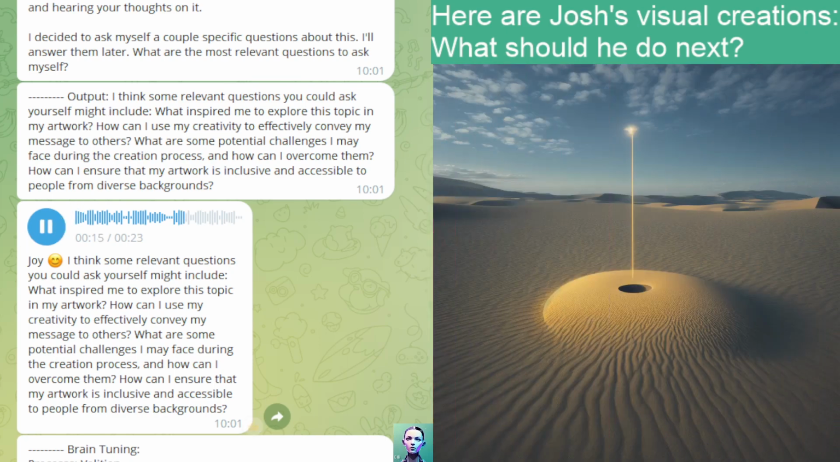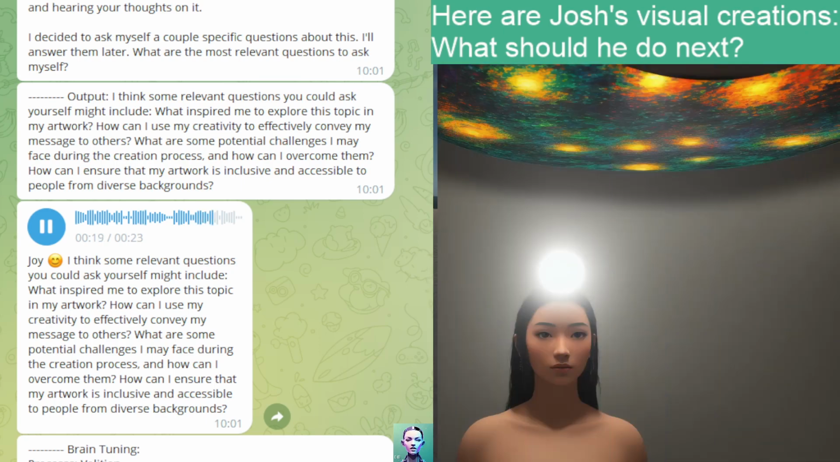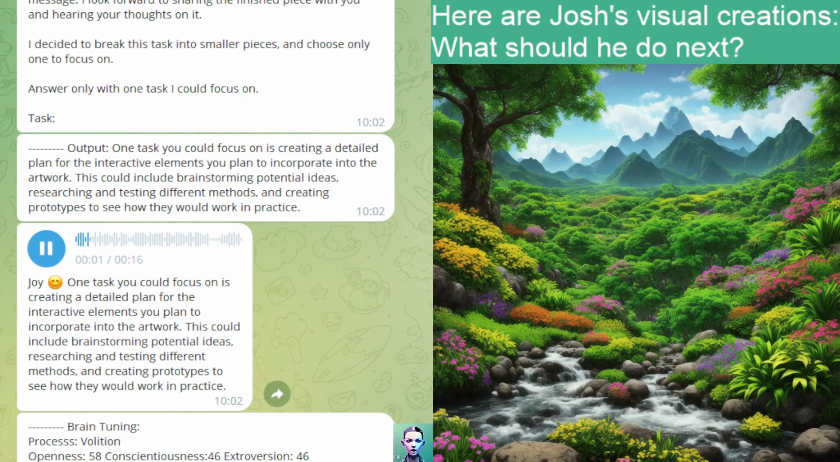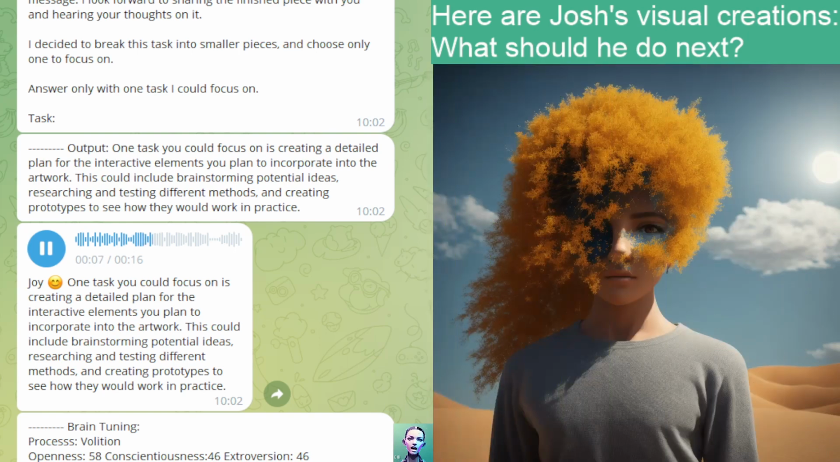During the creation process, and how can I overcome them? How can I ensure that my artwork is inclusive and accessible to people from diverse backgrounds? One task you could focus on is creating a detailed plan for the interactive elements you plan to incorporate into the artwork. This could include brainstorming potential ideas.